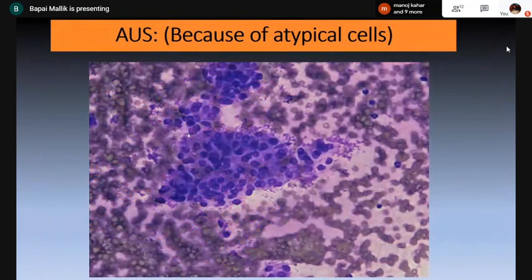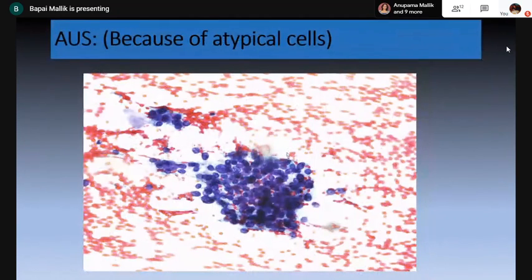Right, this is an AUS on the Giemsa stain. As you can see over here also, there is this little bit of nuclear overlap here, some kind of alteration in the nuclear outlines. Okay, so this again I will call AUS. This is a pretty good AUS. There is a marked nuclear overlap, some amount of chromatin clearing, right? And this nucleus is pretty big. So this one is AUS. AUS because of atypical cells.